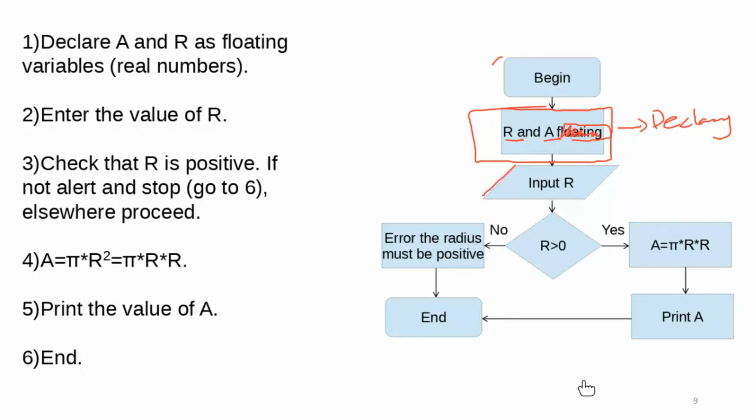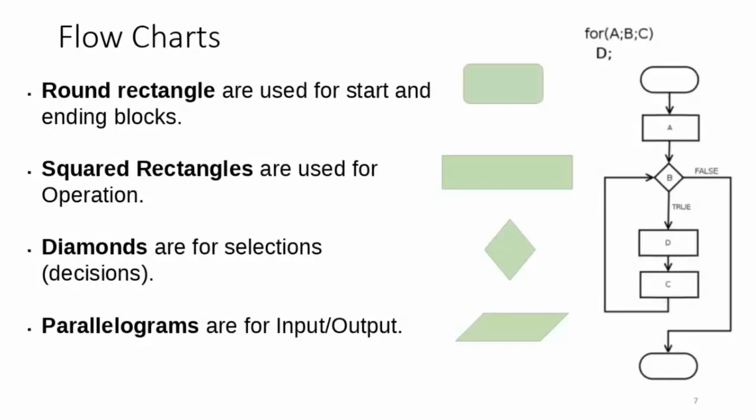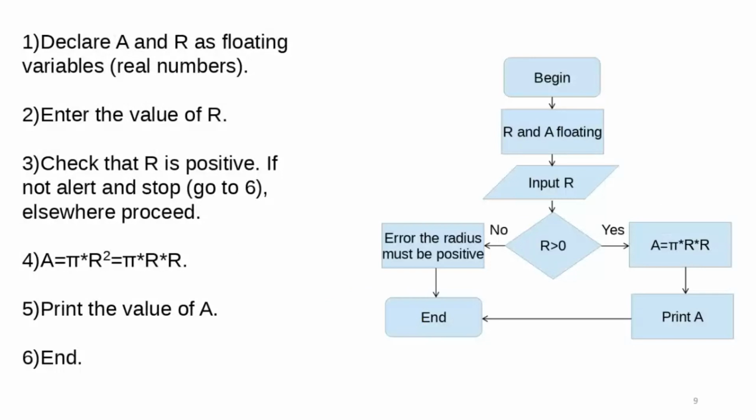And what's this parallelogram? This means the user has to input something. Look at this. Parallelogram means what? It's input or output. So in this flowchart, the user has to enter R. And once we have R available, then we check if R is positive. If R is not positive, it's negative. If R is positive, we have to check. This is step 3, okay? If not, then you go to step 6.